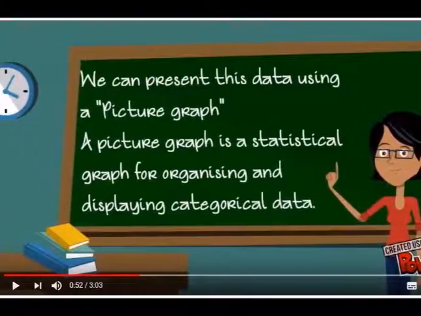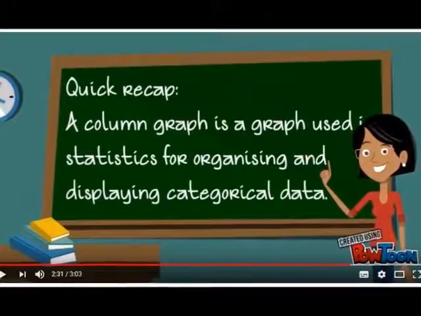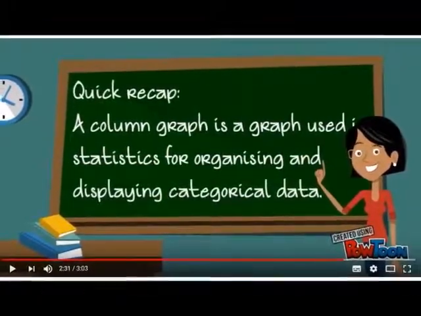This Powtoon was not only engaging for students but also informative as I provided them with the definitions of picture graphs and column graphs.